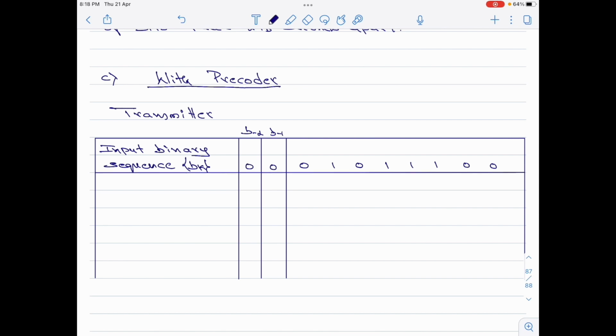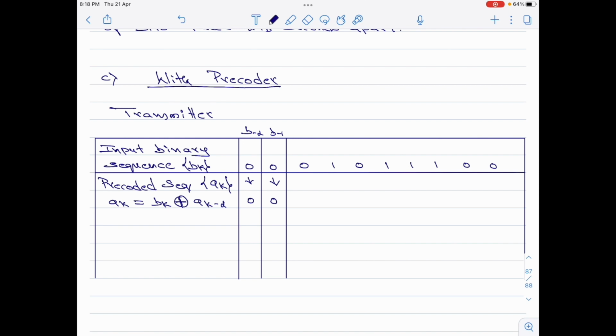The next step when a precoder is attached is to generate the precoded sequence AK. And the equation for this is AK is equal to BK modulo 2 addition AK minus 2. Please note this is a modulo 2 addition. Since we do not have AK minus 1 and AK minus 2, I am going to retain B minus 2 and B minus 1 as AK minus 2 and AK minus 1.